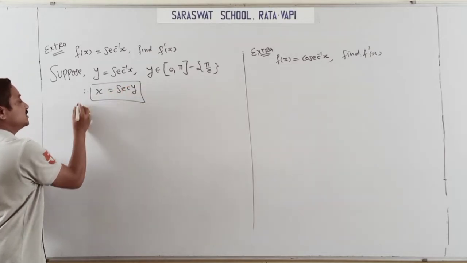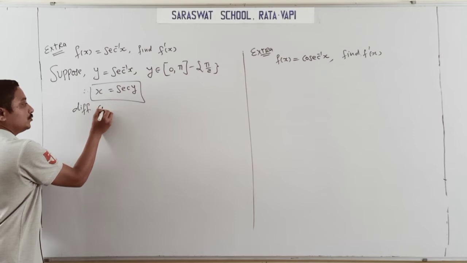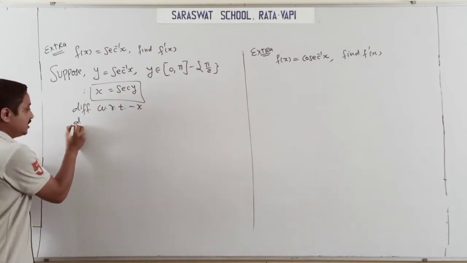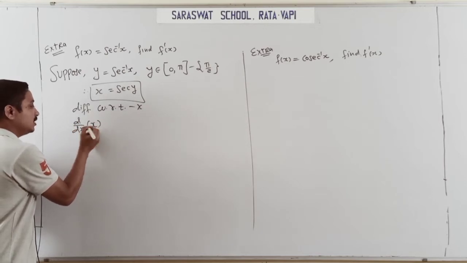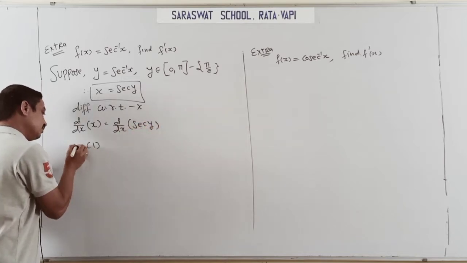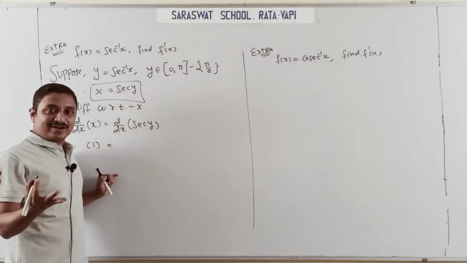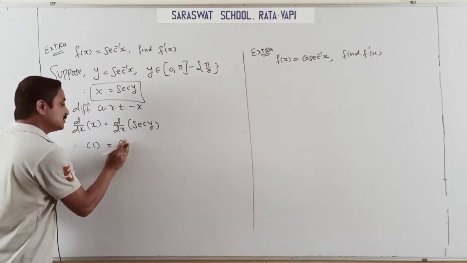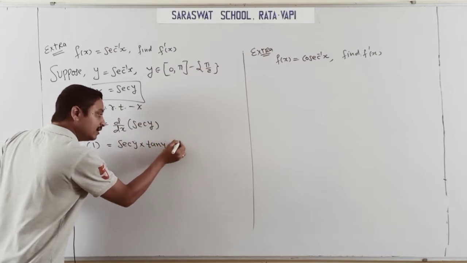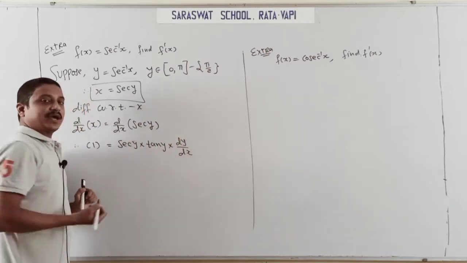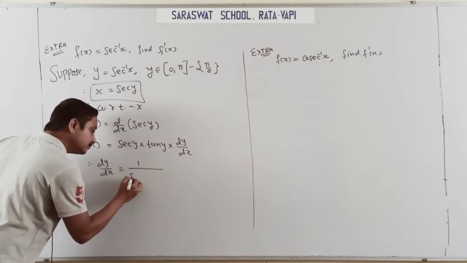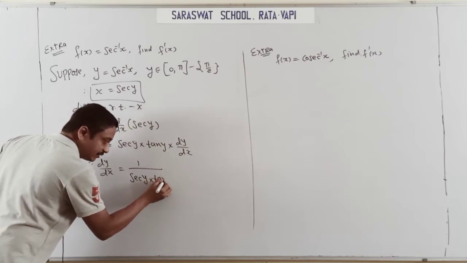Now here starts, students, differentiation with respect to what? Yes, with respect to x. So d by dx of x, here also d by dx of sec y. So here definitely 1. Now changing to sec y, yes, it is sec y into tan y, and the y derivative with respect to x is pending. So what is dy by dx? 1 upon sec y into tan y.